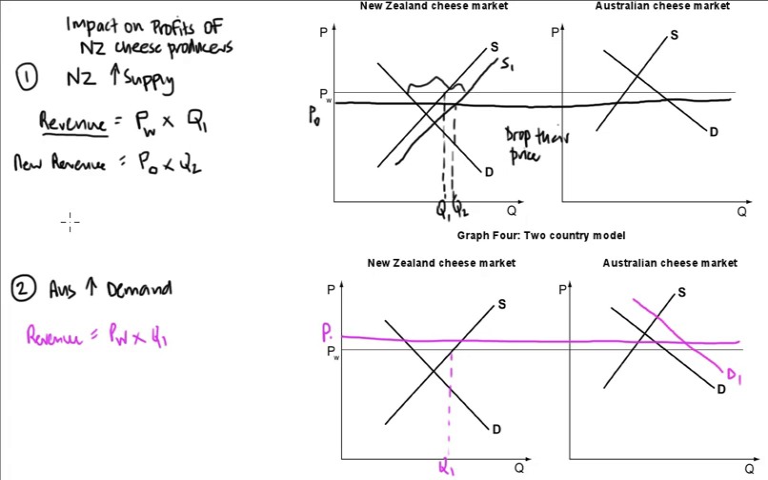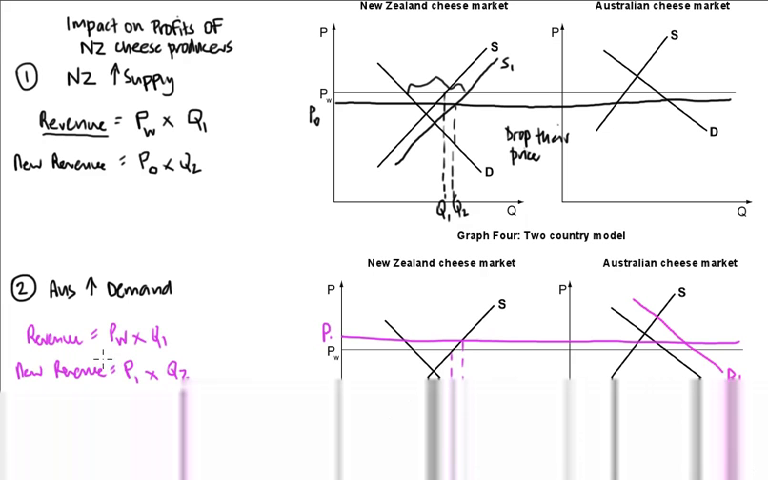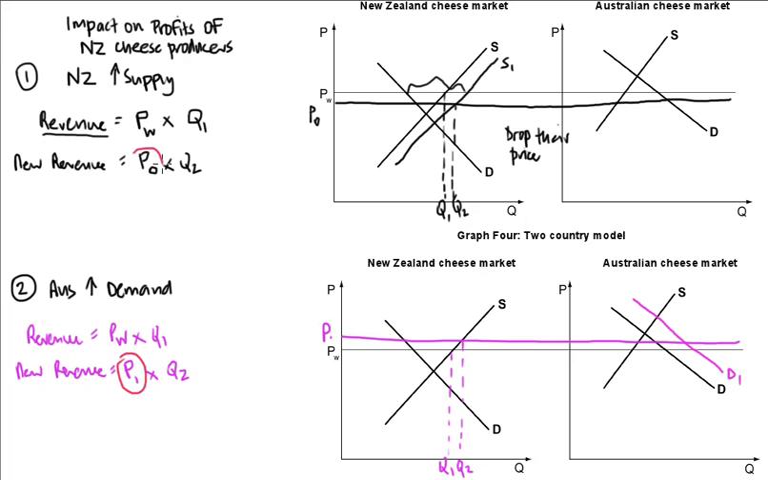But the new revenue is going to be equal to P1 times Q2. Now you'll notice the only difference here, we'll do that in red, is the price that they receive. So in that situation and in that situation, you notice that they receive a different price.